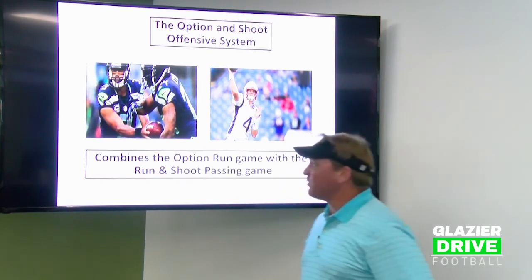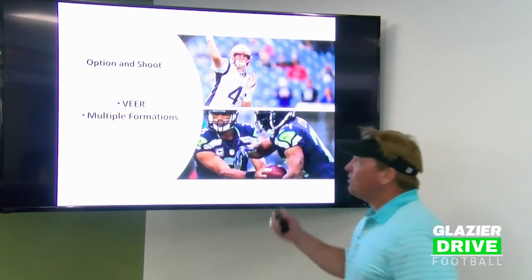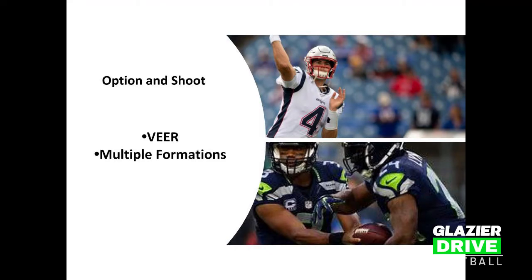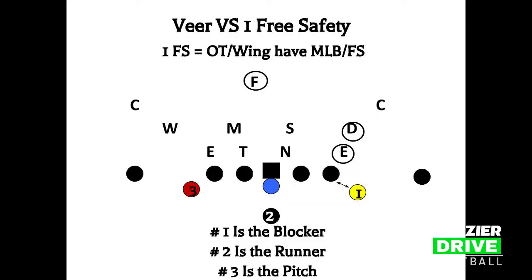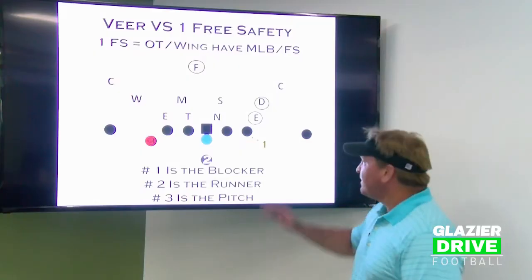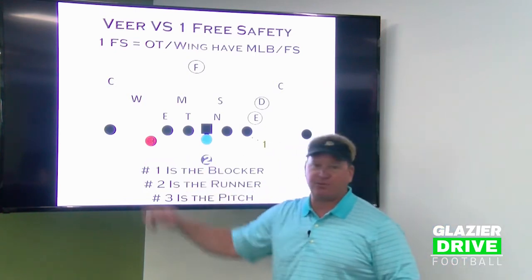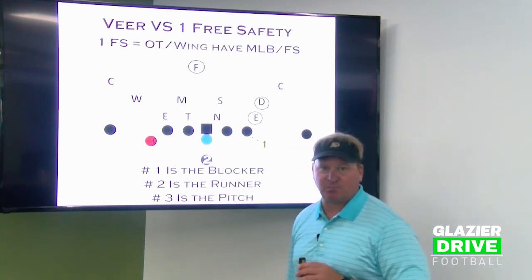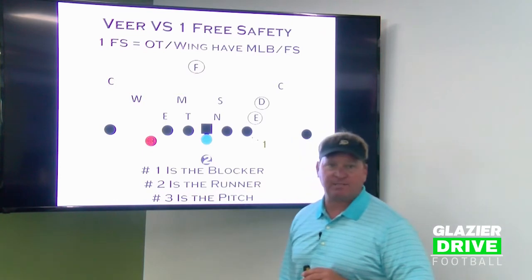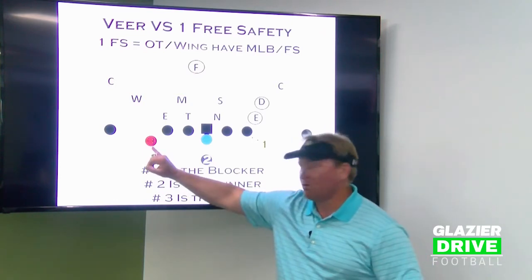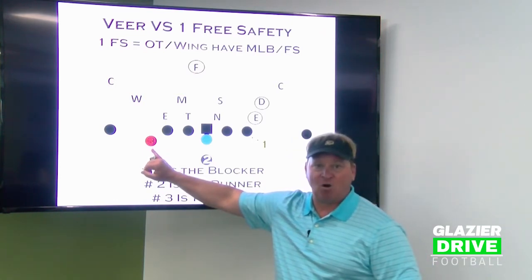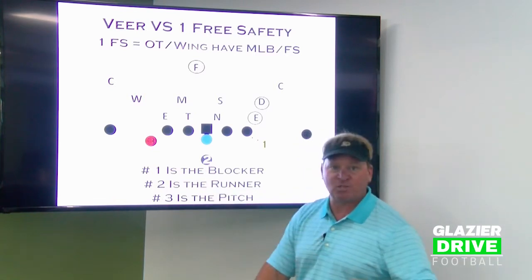Let me share with you our numbering system and how we do it. So veer out of multiple formations. Number one, we number our guys. What does that mean? There always has to be a 1, 2, and a 3. Number 1 for us is always a blocker. Number 3 is always the pitch. It could be an RPO, but he is always getting the ball on the pitch. Number 2 is always the running back.